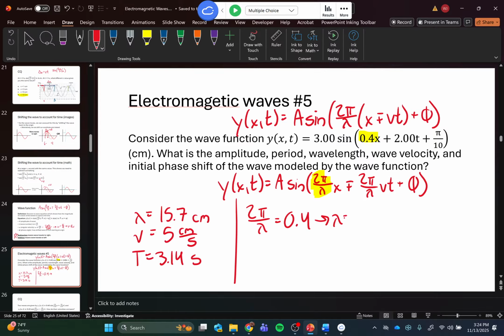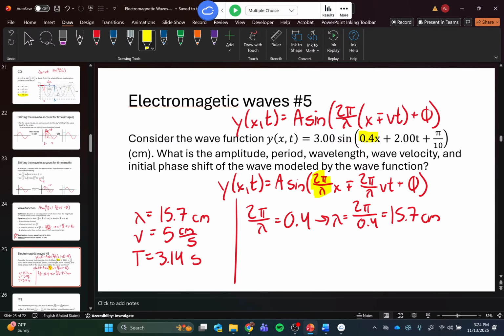Therefore, lambda equals 2 pi over 0.4, and that equals 15.7. Now, it's in centimeters because that's what this function's in. This function's in centimeters, so we also need to be in centimeters. I should have said here x was measured in centimeters as well. Technically, the way I wrote that says y is just a function of it, but we'll assume y and x are in the same units. That would have been better if I had done that.